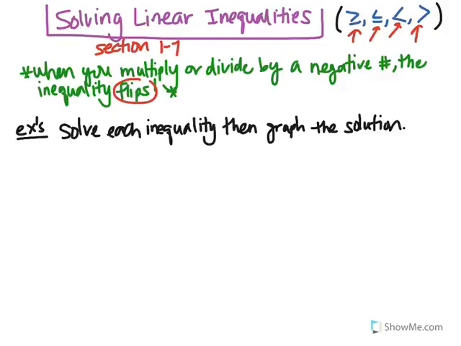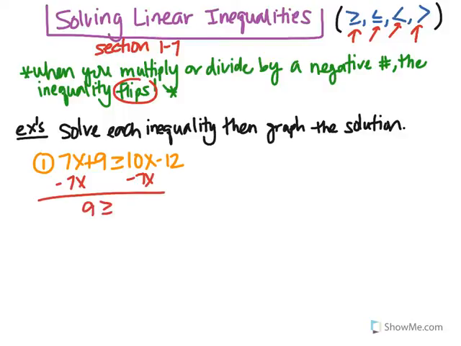So in these next three examples, I'm going to ask you to solve each inequality and then graph the solution on a number line. So here's the first one. What you do when you're solving an inequality is you treat it as though it was an equal sign. The only difference is that if you divide by a negative or multiply by a negative, you have to switch the sign. So the first thing I'm going to do is subtract the 7x over, and I end up getting 9 is greater than or equal to 3x minus 12.